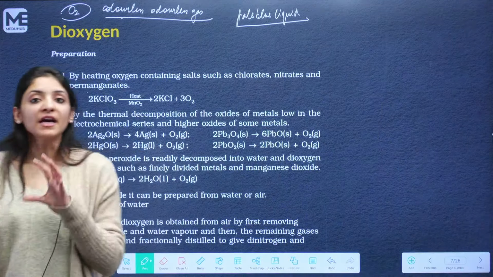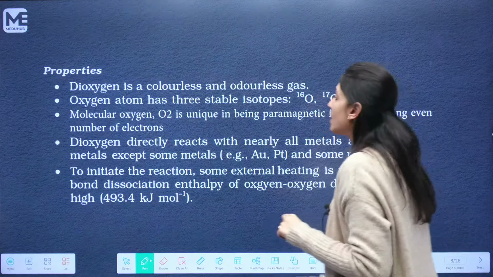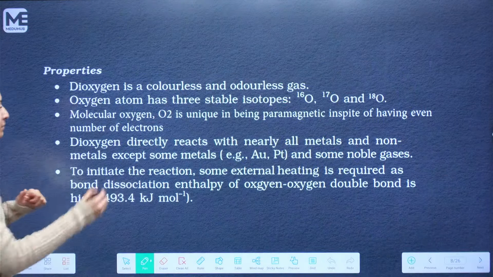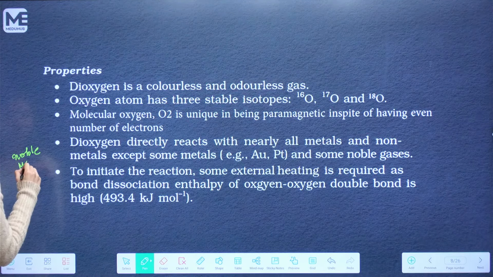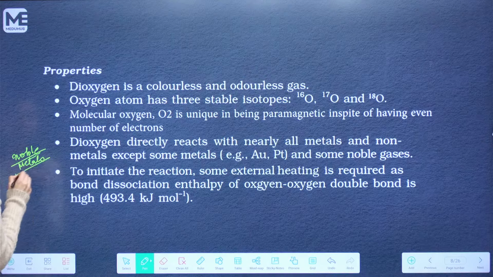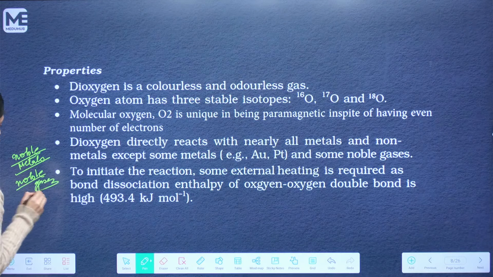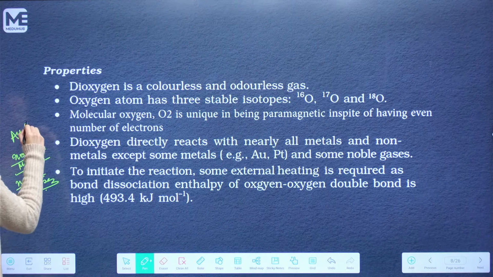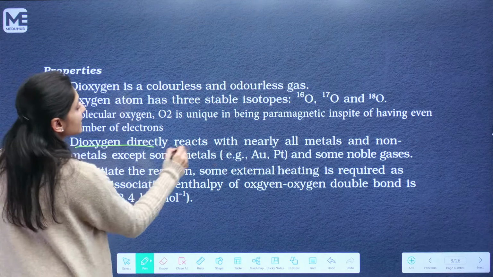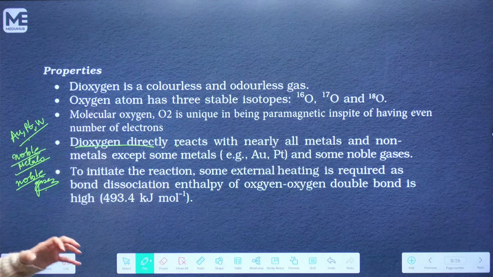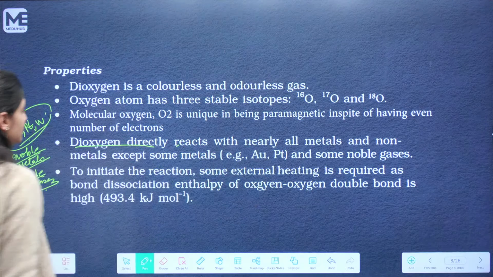Now what happens? Oxygen reacts with almost all elements, apart from a few like noble metals and noble gases, like gold, platinum, tungsten, and the noble gases. So it reacts directly with nearly all metals and non-metals except some metals, these ones here, and the noble gases.